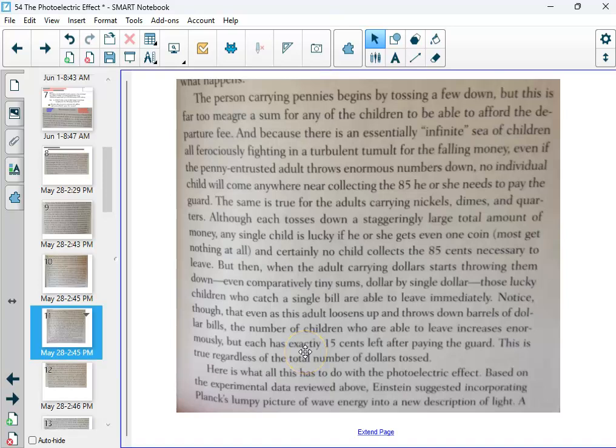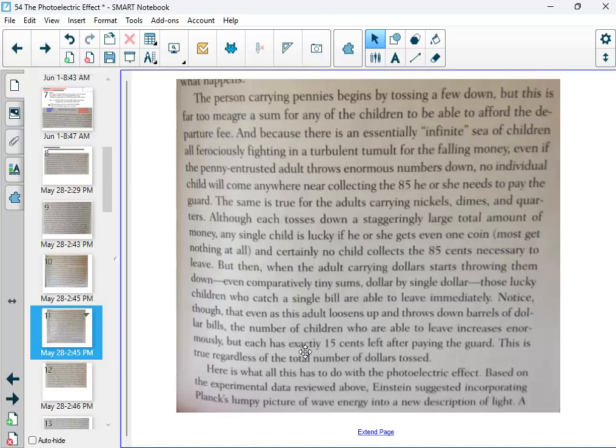So the person carrying pennies begins tossing a few down, but this is far too meager of a sum for any children to be able to afford the departure fee. And because there's essentially an infinite sea of children all ferociously fighting for the falling money, even if the penny-entrusted adult throws down enormous numbers down, no individual child will ever come anywhere near collecting the 85 cents that he or she needs to pay the guard, right? So the same is true for the adults carrying nickels, dimes, quarters, and so on.